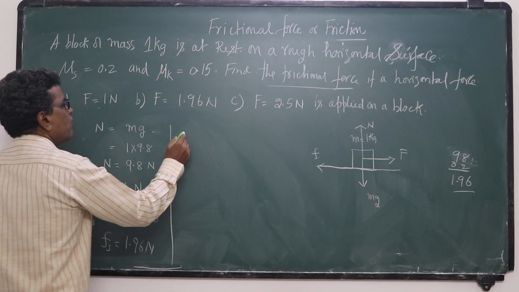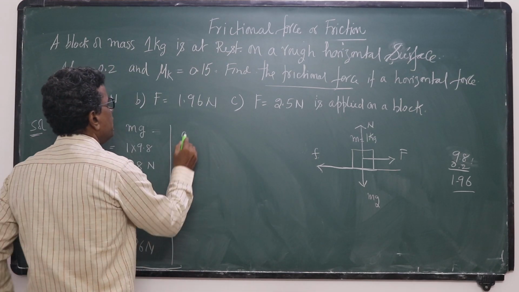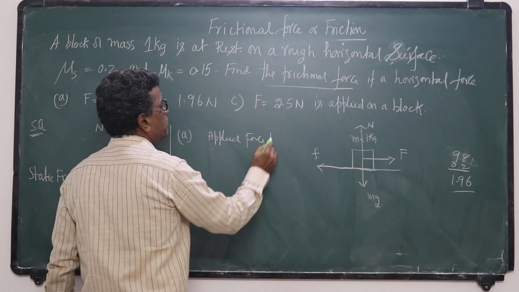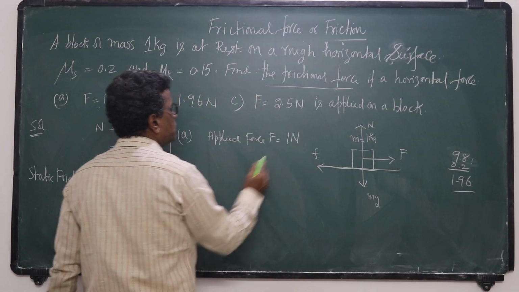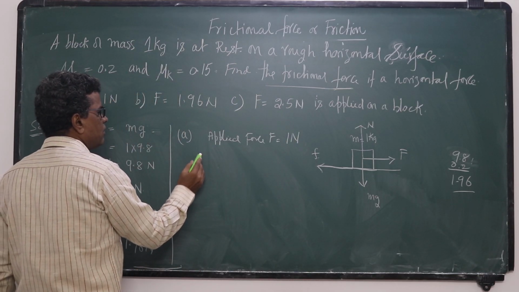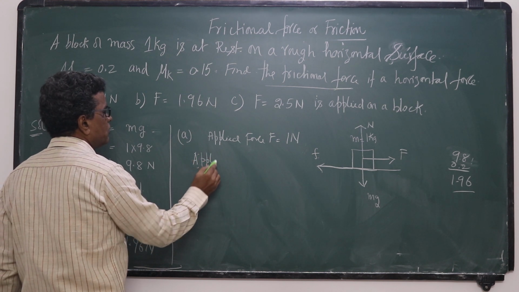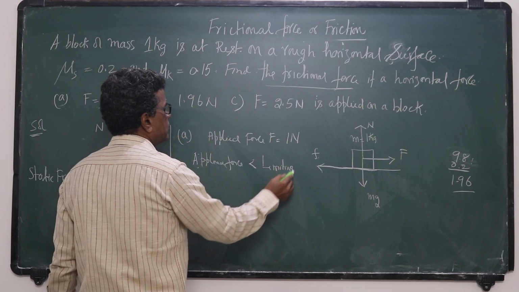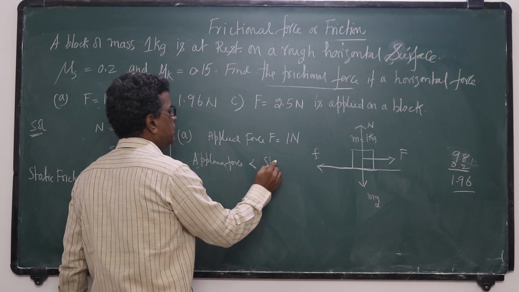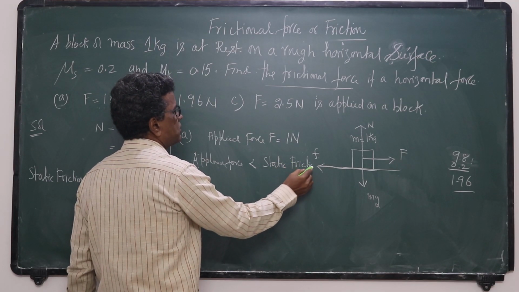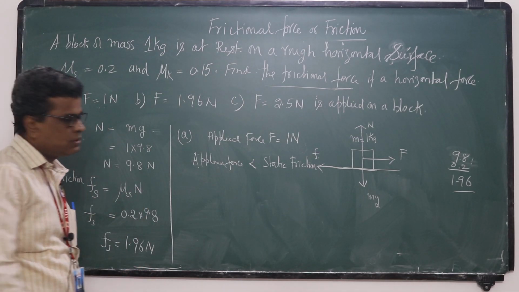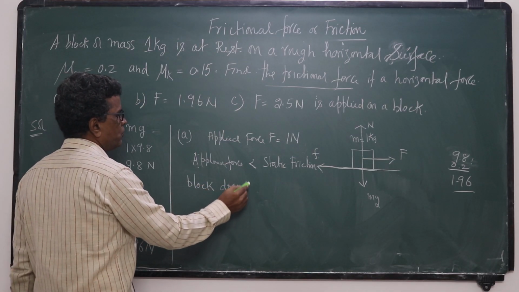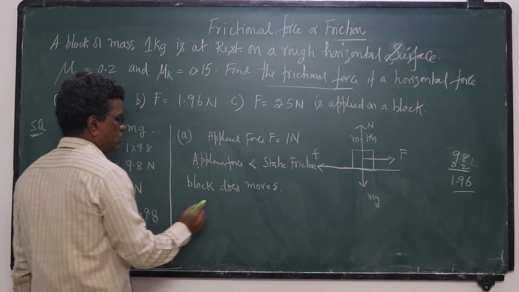But in case A, what is the applied force? I represent it with a capital F. If the applied force is 1 Newton, this applied force is less than the limiting static frictional force value. Then what happens? Does the block move? No. The block does not move. So what is the nature of the friction? The nature of the friction is static.